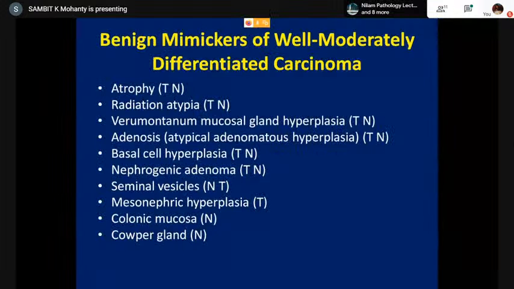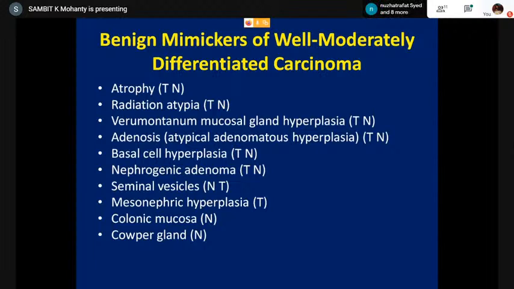So what are the mimickers of prostate cancer in a needle core biopsy? The benign mimickers in a well-differentiated or moderate tumor, a 3+4 or a 3+3 tumor, include atrophy, which can be a problem in TURP (transurethral resection) or in needle core biopsy. Radiation-induced atypia is again a problem in transurethral resection and also in biopsy.